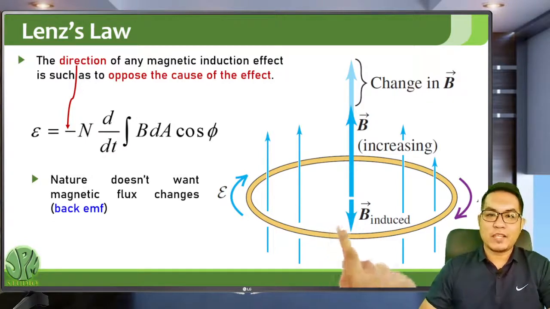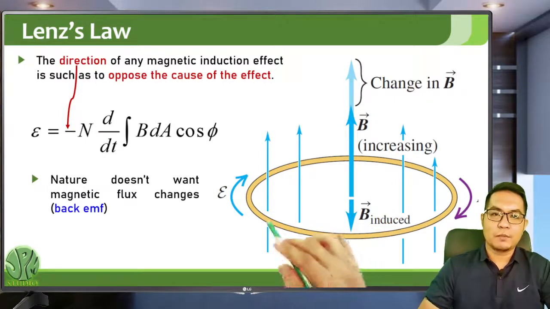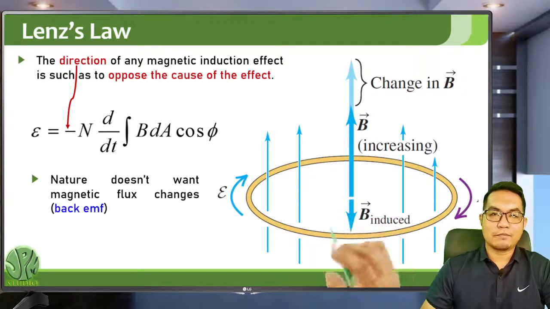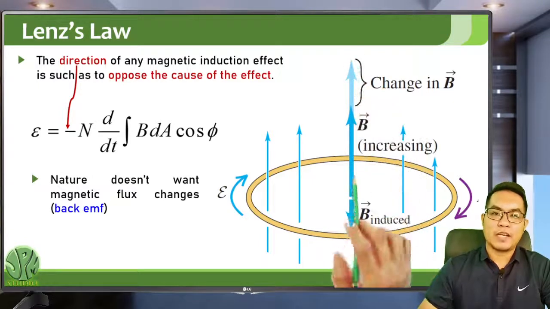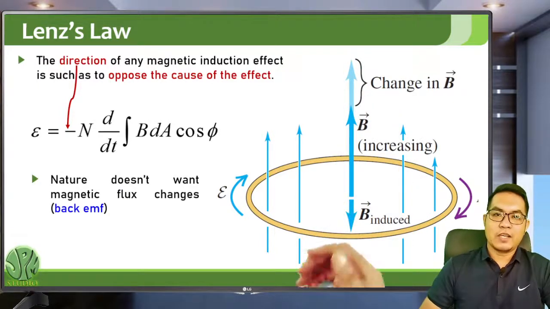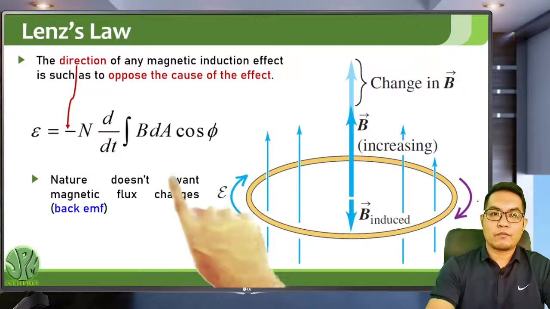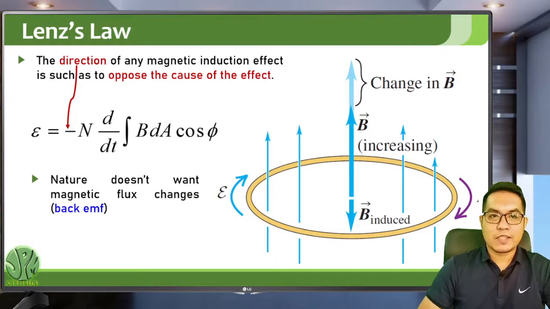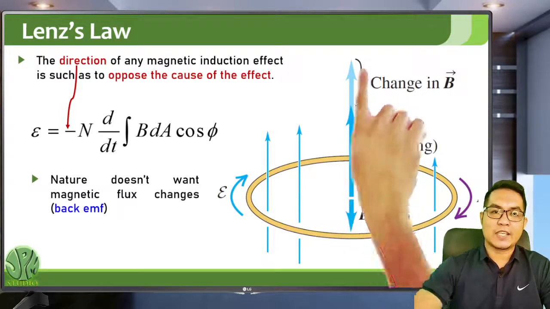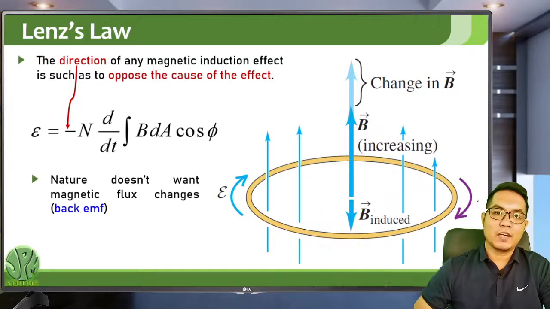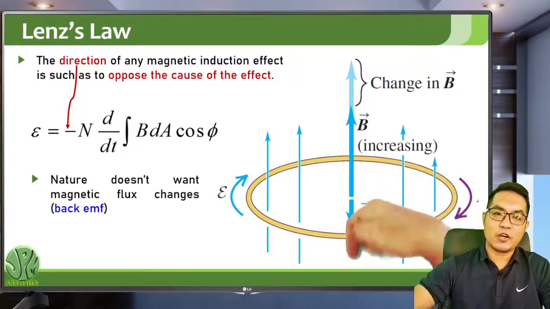For example, in this scenario, you have a loop and the area of the loop is fixed, but the magnetic field is increasing in that direction. Faraday's law and Lenz's law both state that the induced EMF and its direction is such as to oppose the cause of the effect. So if the change is increasing, there will be an induced magnetic field in the opposite direction.